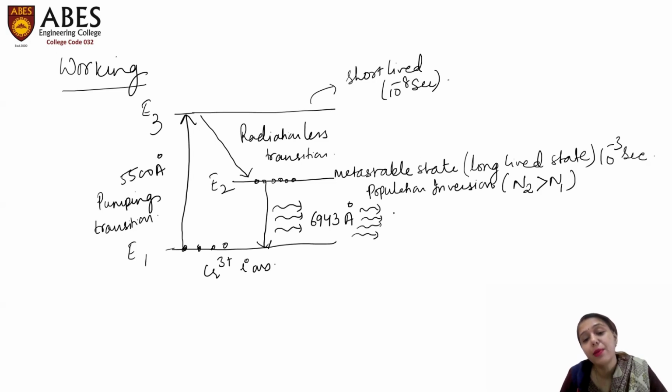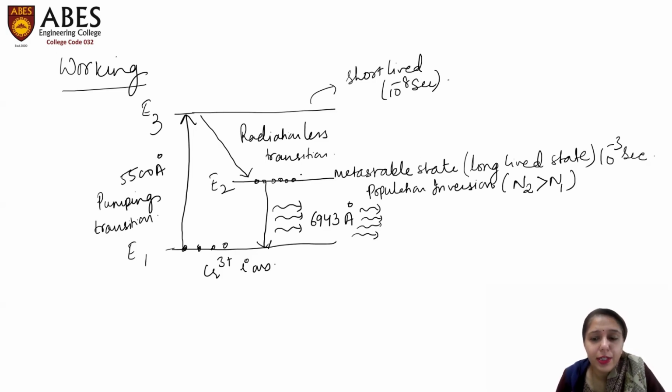In this case, the 6943 angstrom photons are going to multiply. They are multiplying because of the optical resonator. How are they multiplying because of the optical resonator? Let's have a quick look here. When the atom is by default in the E2 level, the excited state.